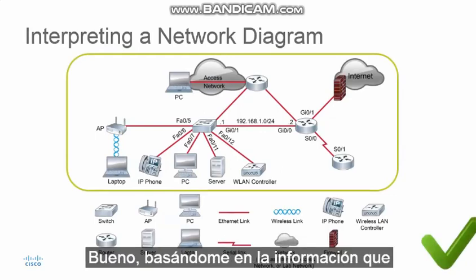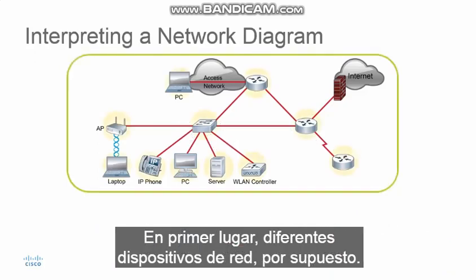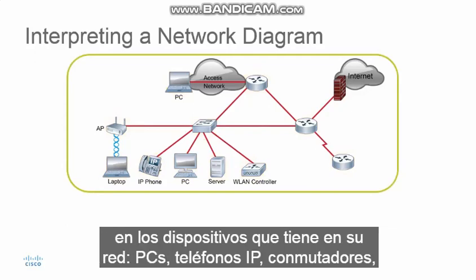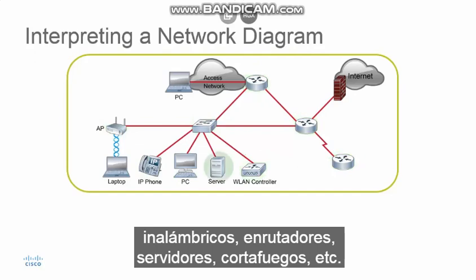Well, based on the information that you have, can you guess what we represent in our network diagram? First, different network devices, of course. When looking at the network diagram, you can find several icons depending on the devices that you have in your network. PCs, IP phones, switches, access points, wireless LAN controllers, routers, servers, firewalls, and so on.